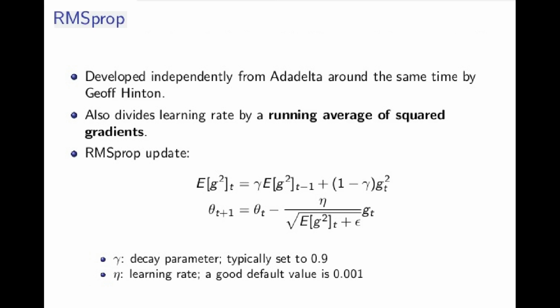So the update rule for RMSprop will be E[g squared]t is equal to 0.9 E[g squared]t minus 1 plus 0.1 g squared t. Now theta t plus 1 is equal to theta t minus n divided by square root of E[g squared]t plus epsilon, multiplied by g t.